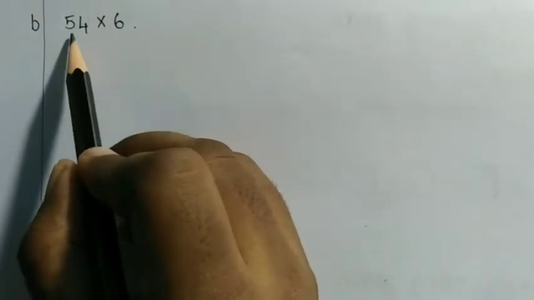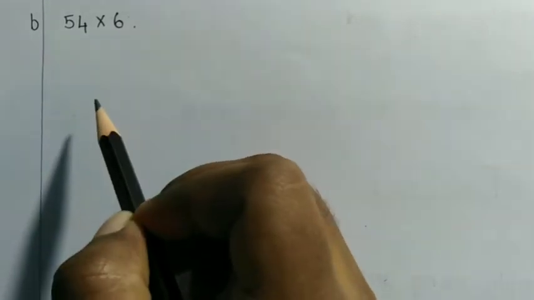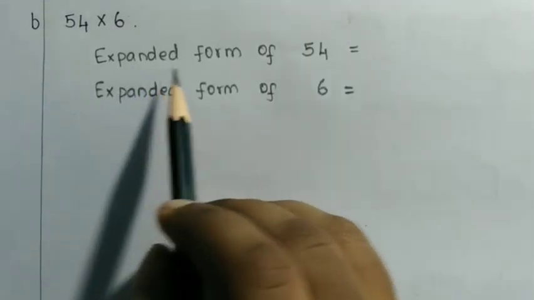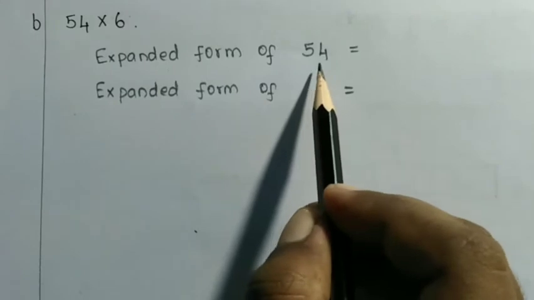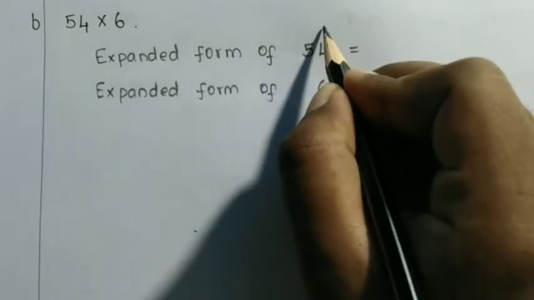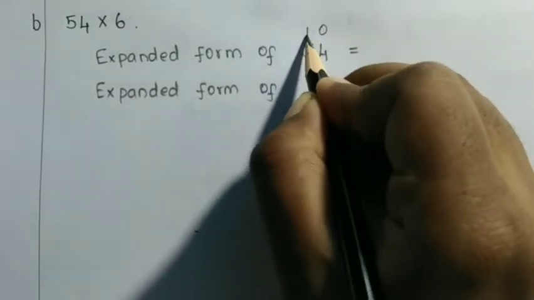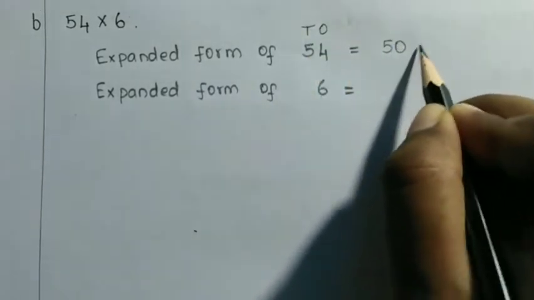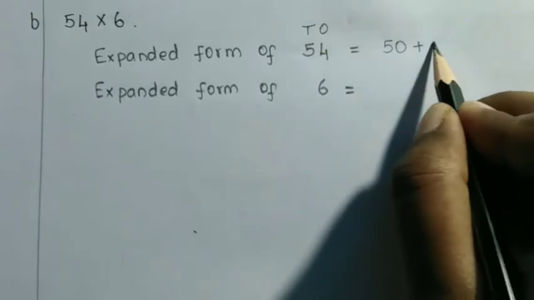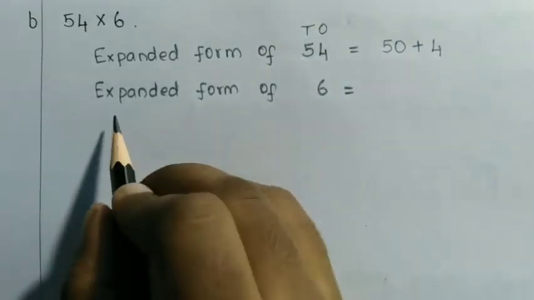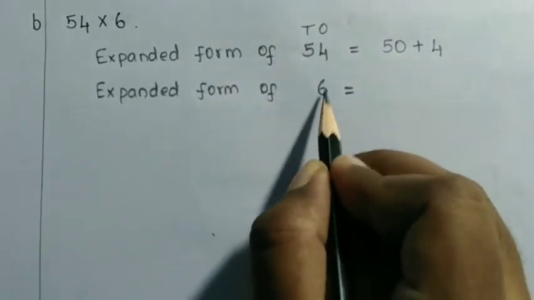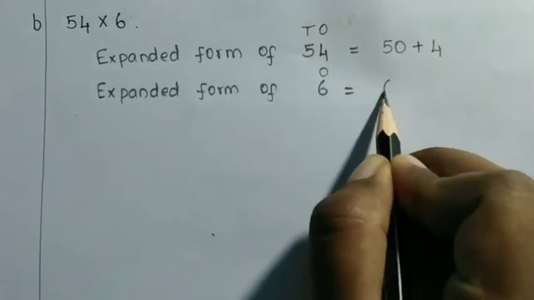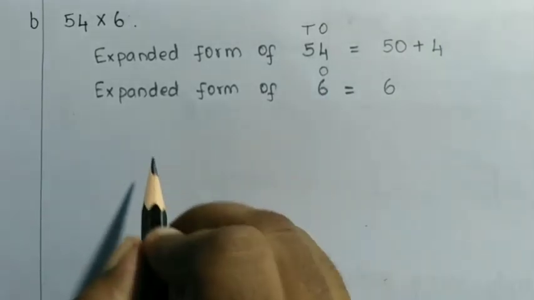Next sum is 54 multiplied by 6. Let us write the expanded form of 54 and 6. Expanded form of 54: here 4 is in 1's place, 5 is in 10's place. So 5 10s, that is 50, plus 4 1s, that is 4. Expanded form of 6: 6 is in 1's place. So 6. Now let us draw the grid.